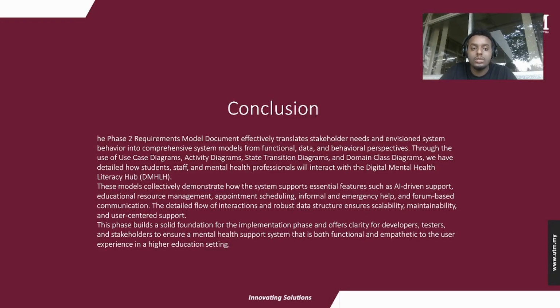For conclusion, the Phase 2 requirement model effectively translates stakeholder needs and envisioned system behavior into a comprehensive system model from functional, data, and behavioral perspectives. So these models collectively demonstrate how the system supports essential features like AI-driven support, education management, appointment scheduling, normal and emergency help, forum-based communication, and detailed flow of interaction. A robust data structure ensures scalability, maintainability, and user-centered support.